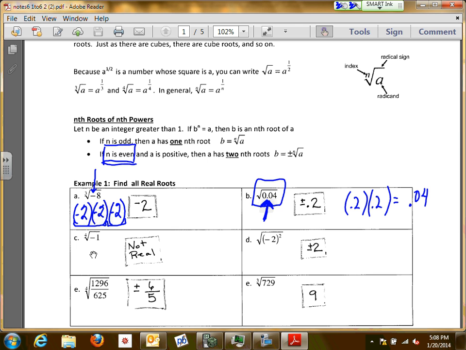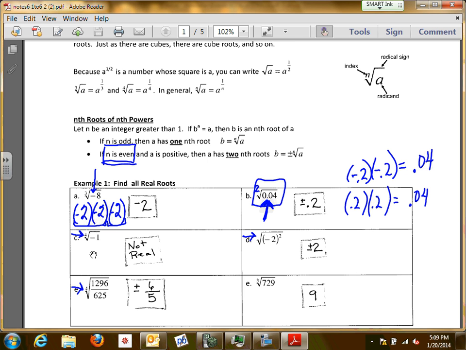Therefore, when you have an even radical, so a second root, this one has a fourth root, E has a fourth root, and D has a square root. So when you have an even root, you have to have two possible solutions, the positive version and the negative version, because negative 0.2 times negative 0.2 also equals the positive 0.04. So that's the one case that you have to watch out for. When you have an even root, you will have actually two answers.